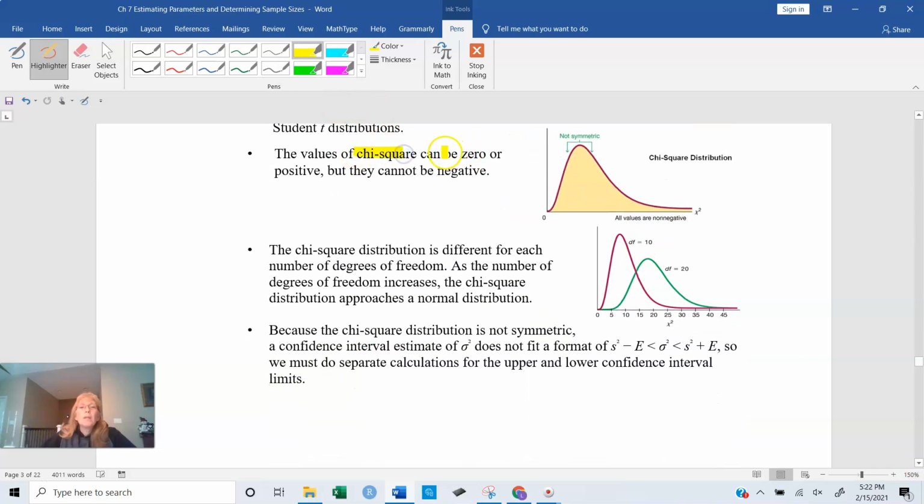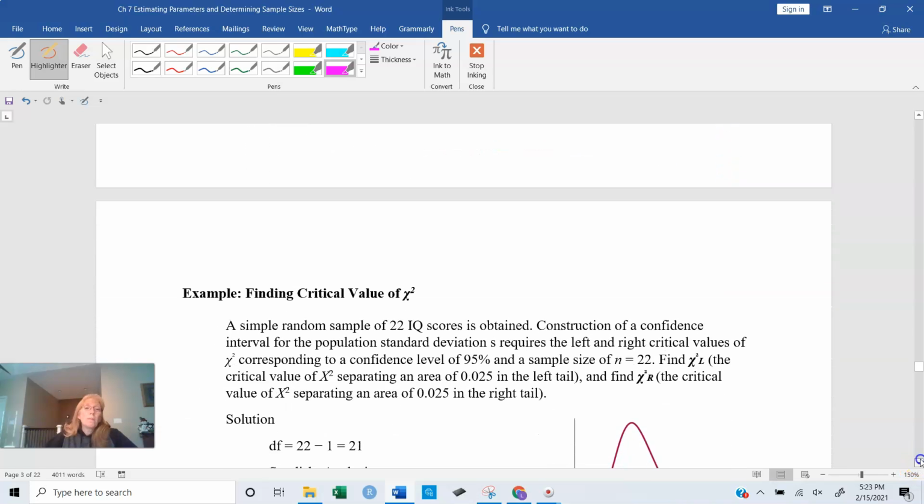Okay, chi-squared can be 0 or positive. It cannot be negative. Okay, the chi-square distribution is different for each number of degrees of freedom. As the number of degrees of freedom increases, it becomes closer to our normal distribution, just like our other ones. Okay, the chi-squared distribution is not symmetric, so we cannot do this. All right, this is not legal because it's not symmetric, it's not in the middle. We have to calculate each one individually because it is a skewed distribution.